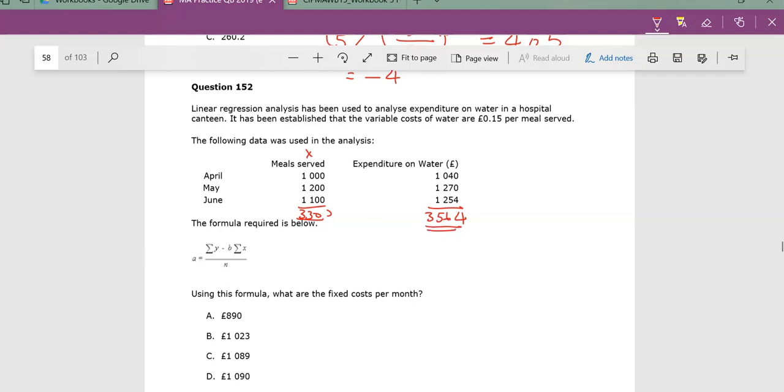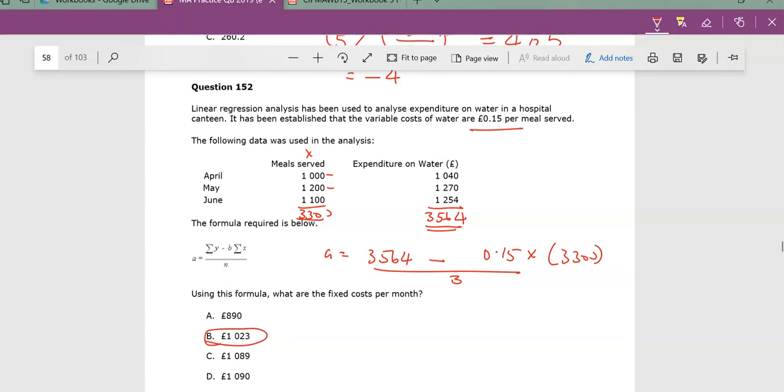Okay, great. So what do I have? So a is equal to the sum of y, which is 3,564, minus b. b has told me is 15p, times 3,300, divided by 3 items, because that's what's happening here. 3 events taking place. Bang all this into your calculator, and a should come out at 1023.